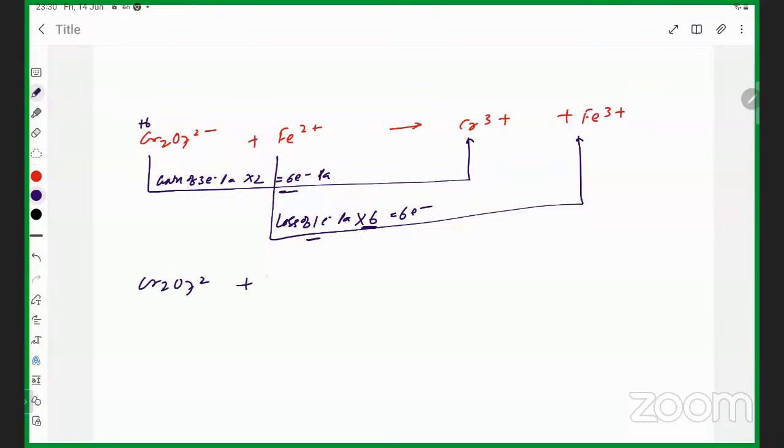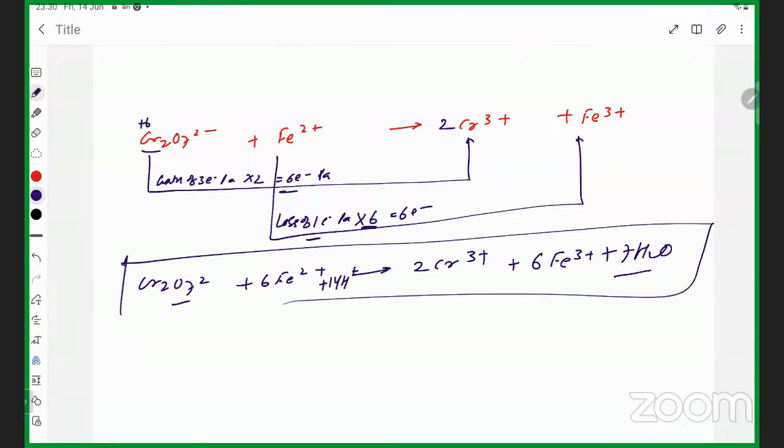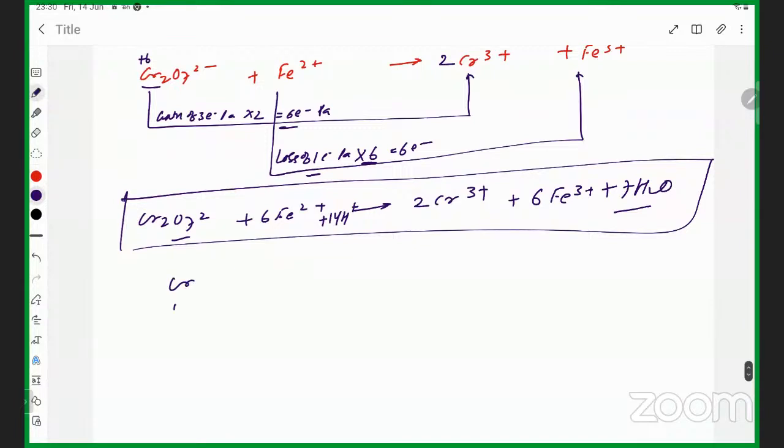Cr2O7 2-, 6 Fe2+, gives 2 Cr3+, since here chromium is 2, so here also 2, and 6 Fe3+. If you see oxygen 7, so 7H2O. Hydrogen 14, so it is going to be 14H+. This is the balanced equation. You can check it: chromium, oxygen, hydrogen, iron, charge.